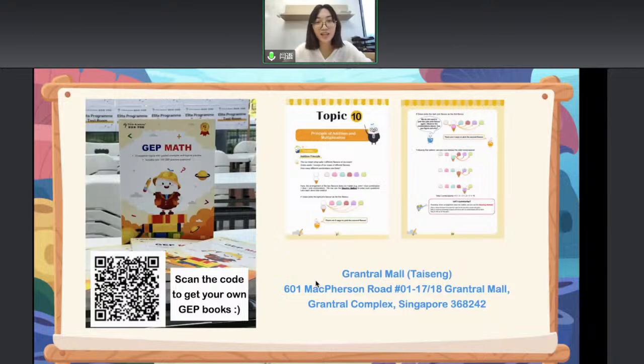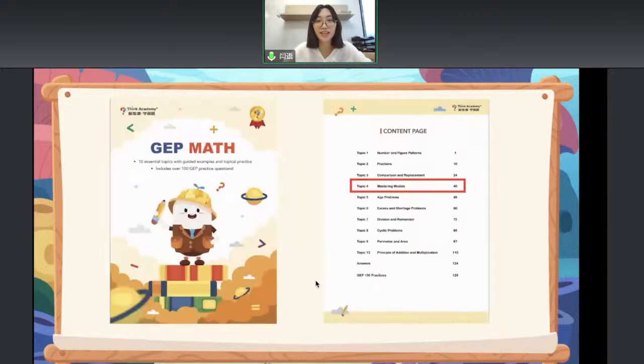Everyone, please have a look at Topic 4 in your book. Topic 4, mastering models. Can you find it? If you have the book, please take out your book and also your pencils. Get ready.